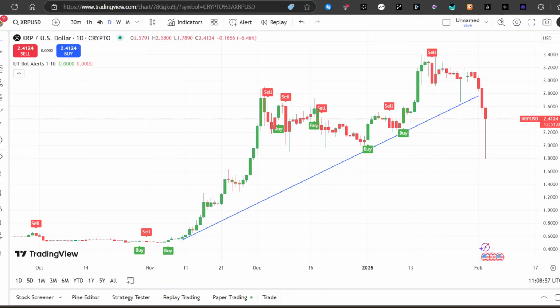So basically, how do you set up this indicator on your trading view platform? Okay, the indicator is not readily available on some platforms like the MetaTrader. I couldn't find it on the MetaTrader platform.